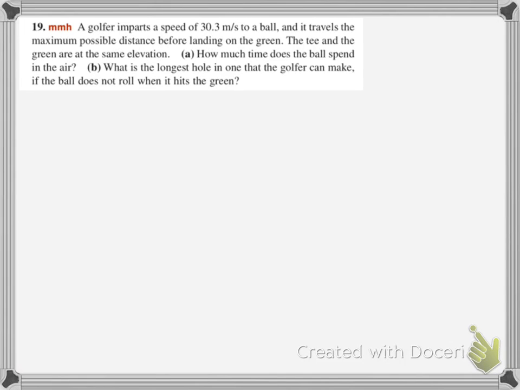Okay, so question 19 says that a golfer imparts a speed of 30.3 meters per second to a ball, and it travels the maximum possible distance before landing on the green. The tee and the green are at the same elevation. How much time does the ball spend in air? What is the longest hole-in-one that the golfer can make if the ball does not roll when it hits the green? So we start off by drawing our diagram.